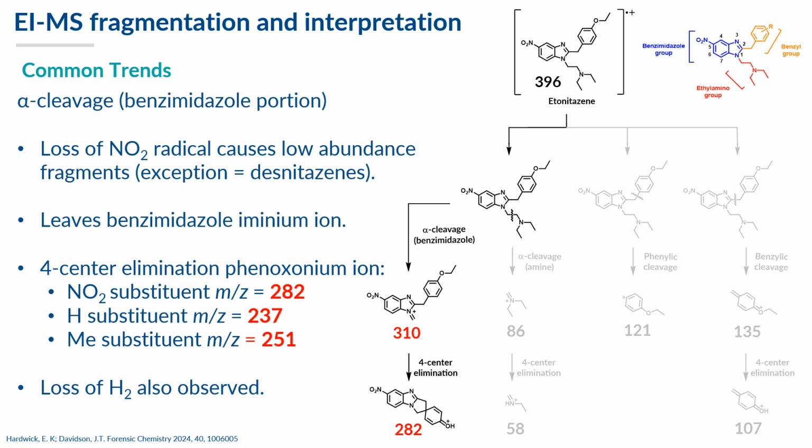And while the nitro and methyl groups are most likely at the 5 position due to the structure-activity relationships of this compound class, it's also possible that the substitution could be at another position on the benzimidazole ring. Loss of hydrogen from these fragments is also a possibility, leading to an M over Z minus 2, so let's go back to our unknown.